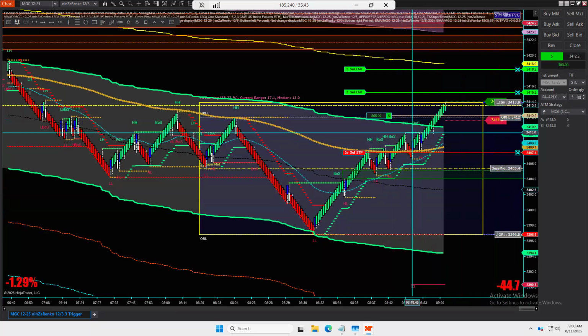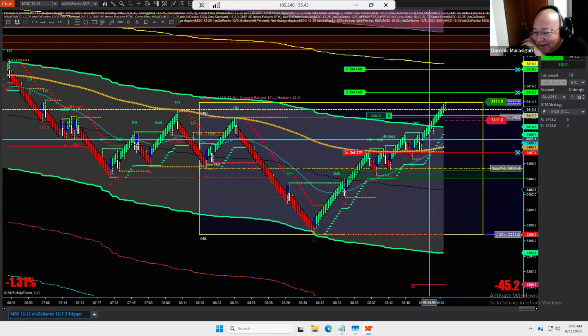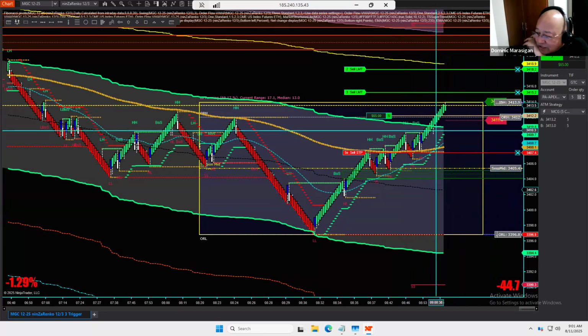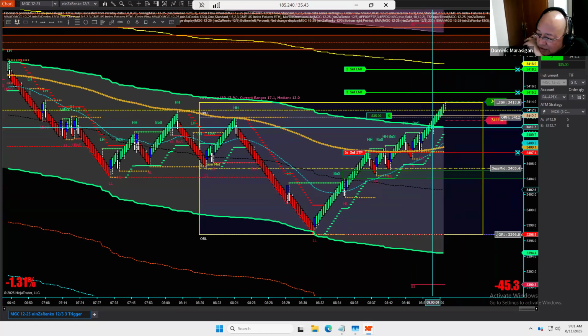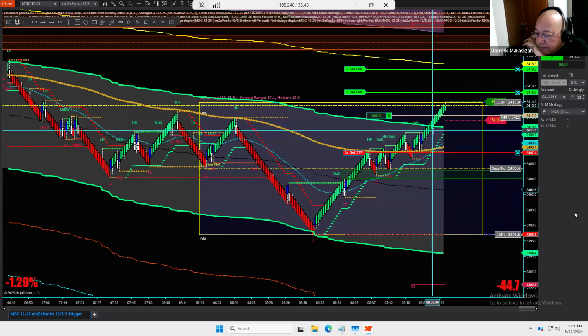So I was here, waiting for the reversal bar. No, there's another way. The reason it does this is because we have strong momentum. That's the reason why it does this. It did pull back, then it just kept on going up.